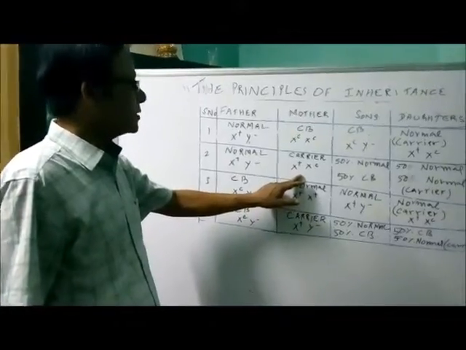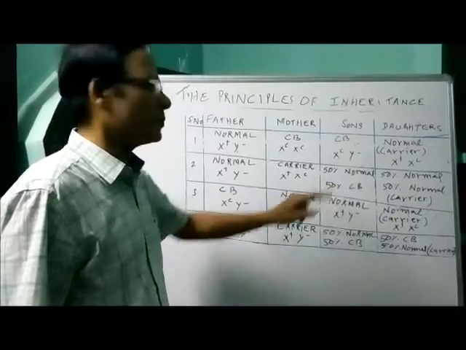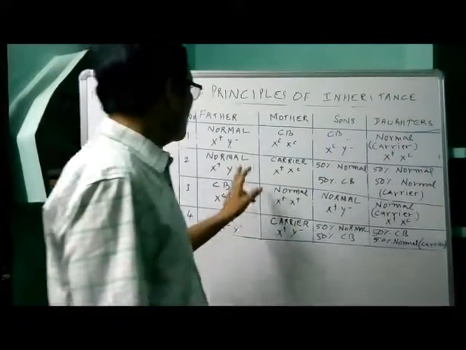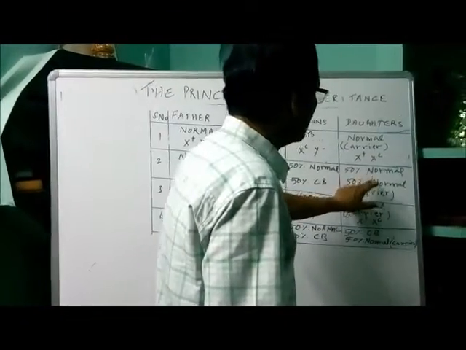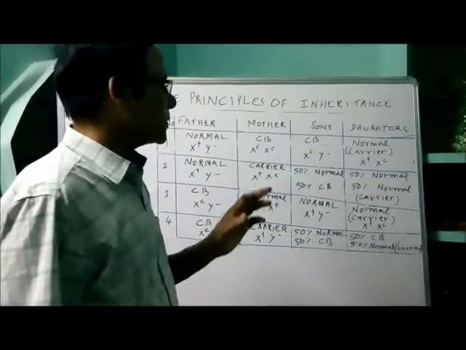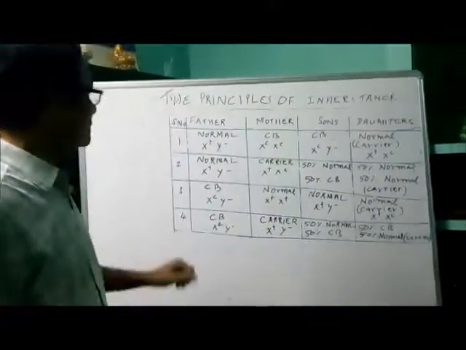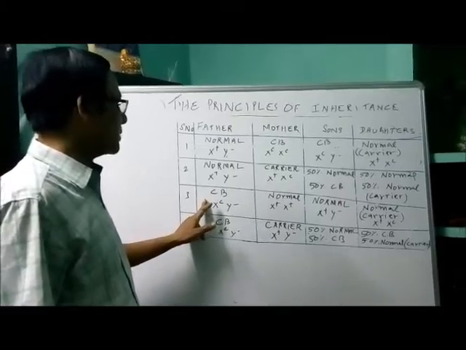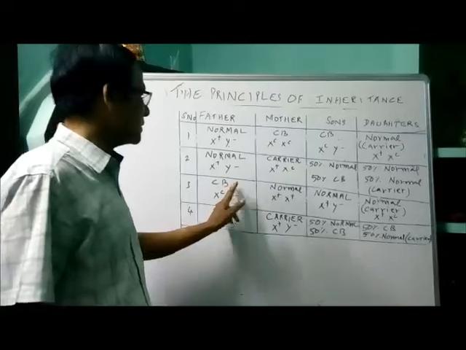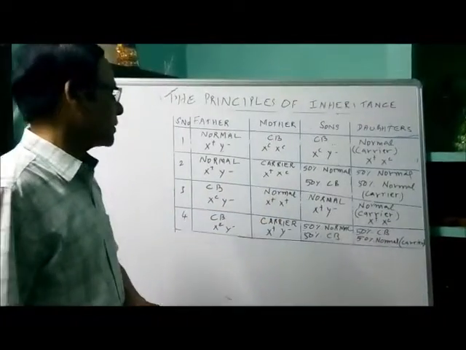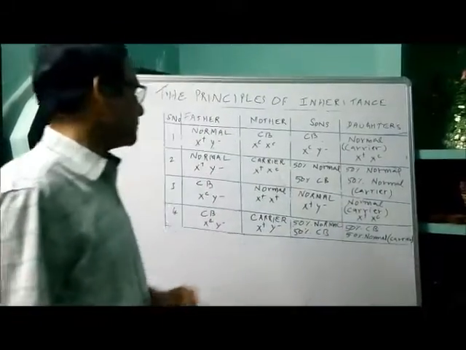Once mother is carrier, definitely 50% of the sons will be normal, 50% colorblind. And once father is normal and mother is carrier, no chance of colorblind in the case of female. 50% of the daughters normal, 50% normal but carrier. The third instance, when father is colorblind and mother is normal: father colorblind, definitely son will be normal. And the daughters, normal but carrier.